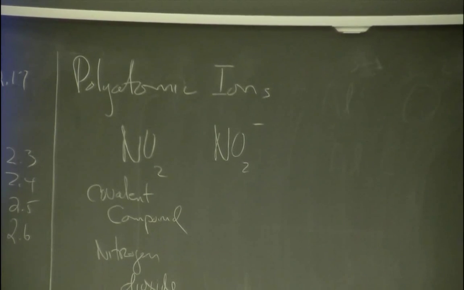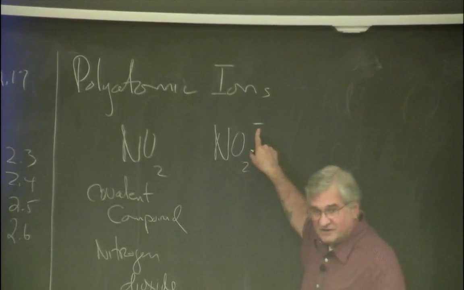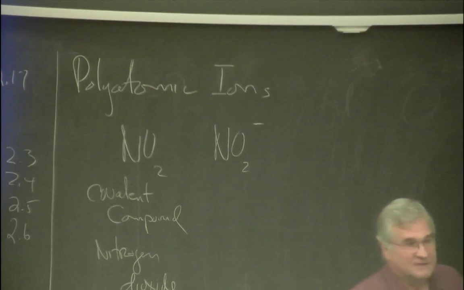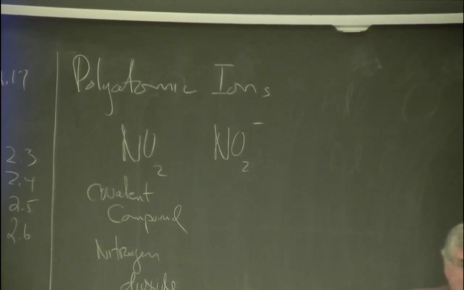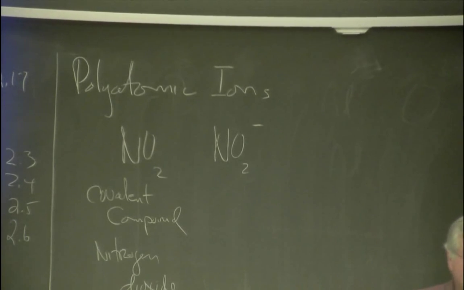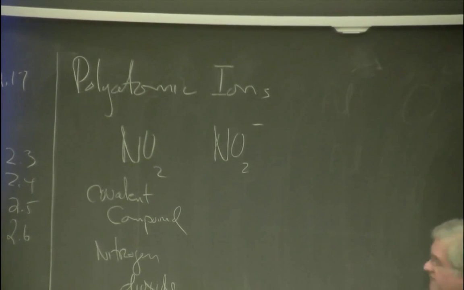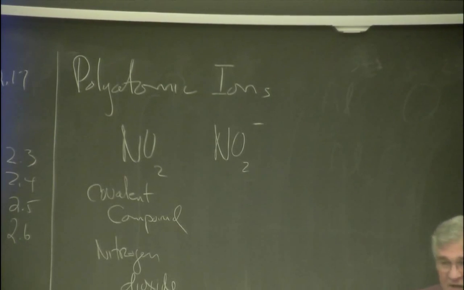But this guy here, and this is what I want you to start focusing on: you see a formula, but there's also a charge. Compounds are neutral. This has got a charge, so it's not a compound. When you start doing Lewis structures later in the semester, you'll see that NO2 and NO2 minus are structurally very similar. They have covalent bonds, but the one on the right has a charge. So it's a polyatomic ion.